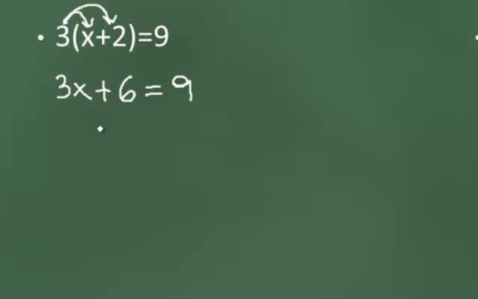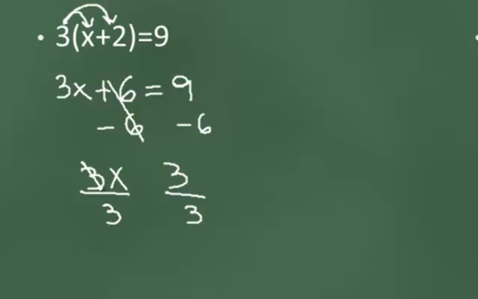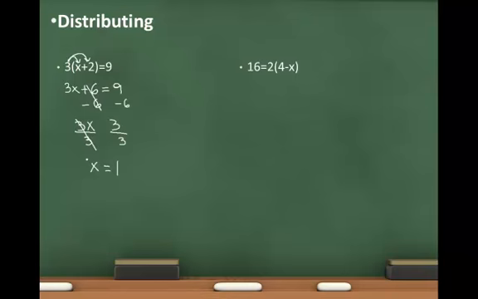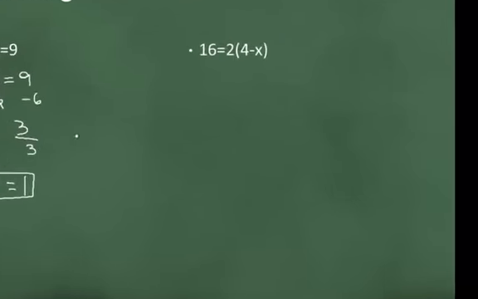Equals 9. And again, I'm going to start moving the positive 6 by making it a negative to go to the other side. 6 minus 6 is 0, so you're left with 3x on this side, and 9 minus 6 is 3 on this side. Divide both sides by 3 to cancel this one, and you're left with x equals 1. That would be the answer for this one.